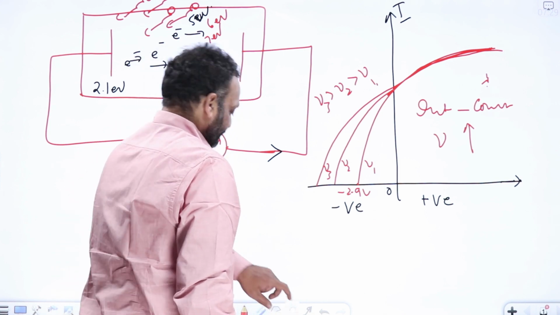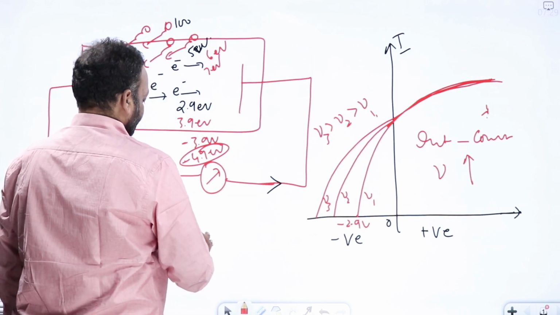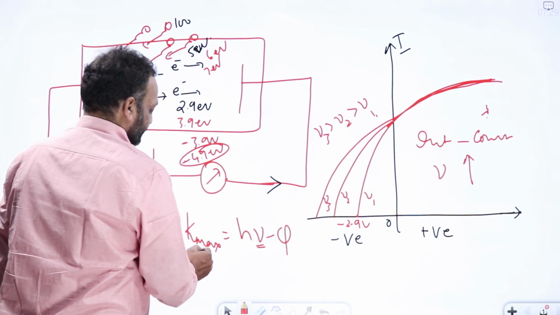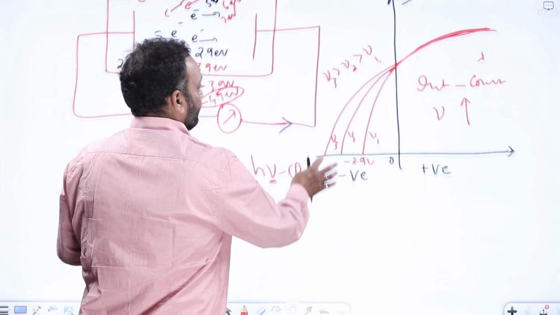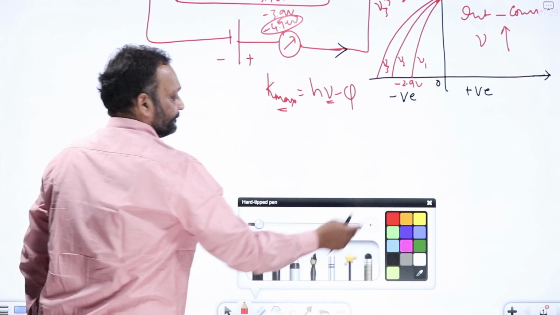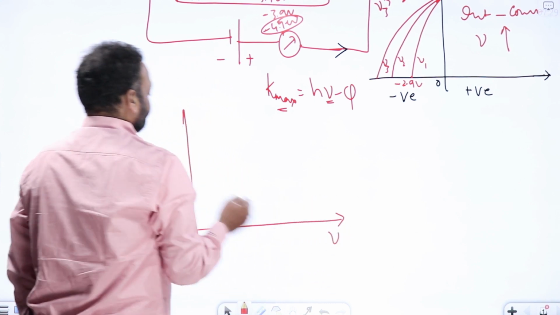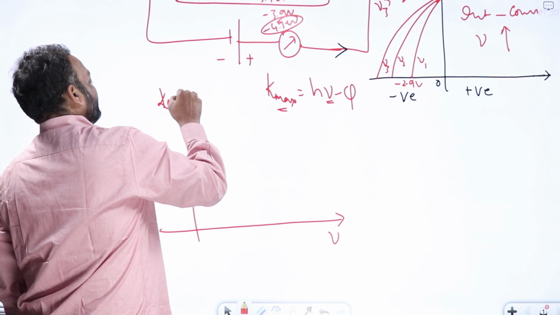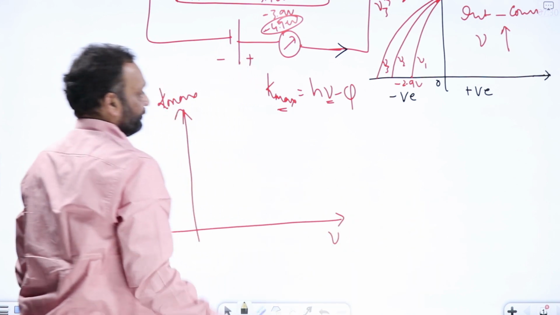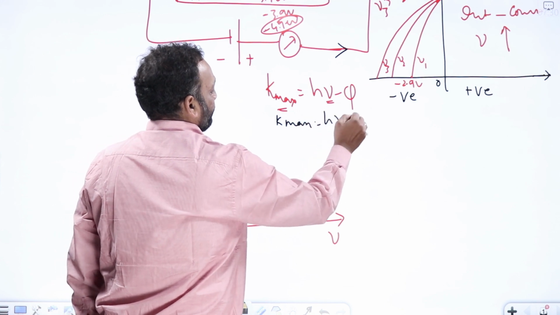The third graph is due to that equation. What is that? K maximum equal to h nu minus phi. We'll draw a graph of frequency versus K maximum now. The third graph in photoelectric effect will be like this. On the x-axis I'll take frequency, on the y-axis I'll take maximum kinetic energy. Now what is the shape of the graph? The kinetic energy K maximum equal to h nu minus phi. Phi is nothing but h nu naught, so h nu minus h nu naught.